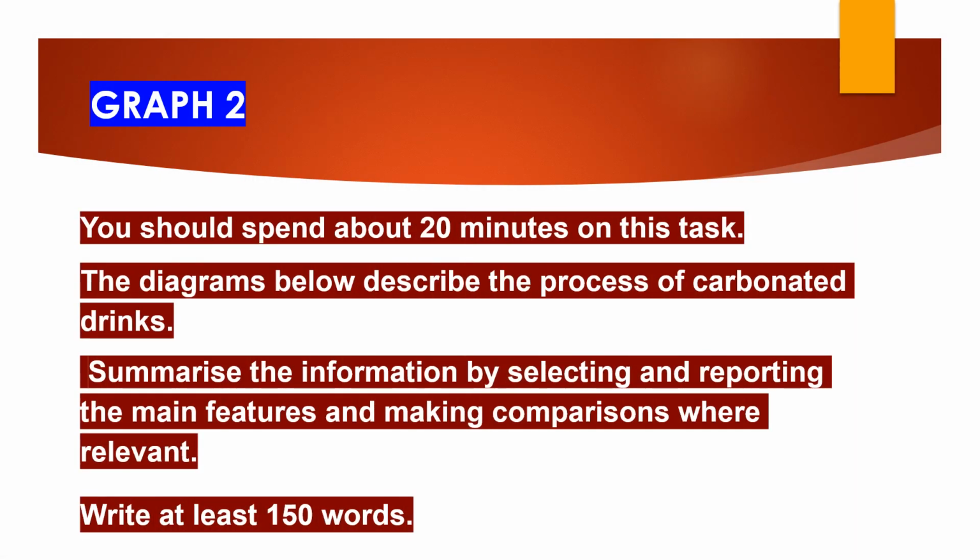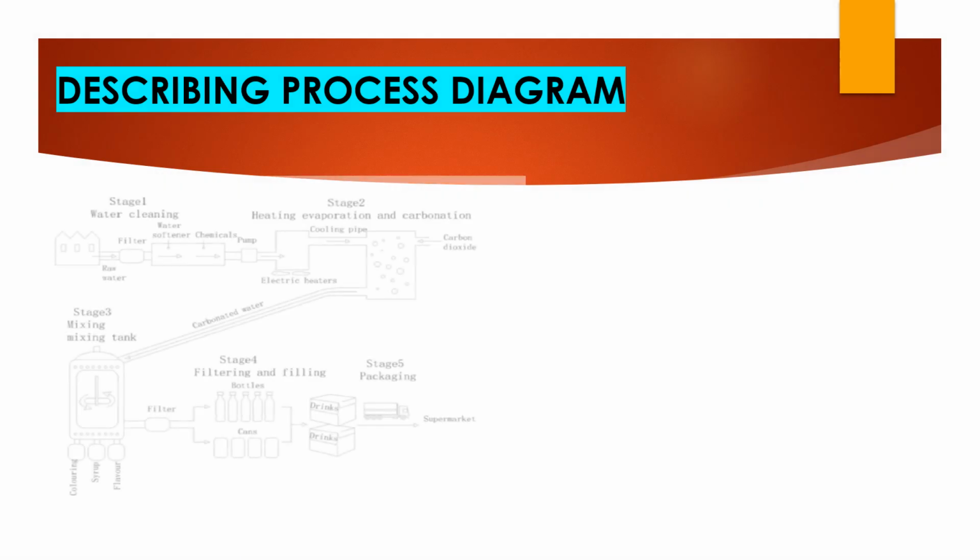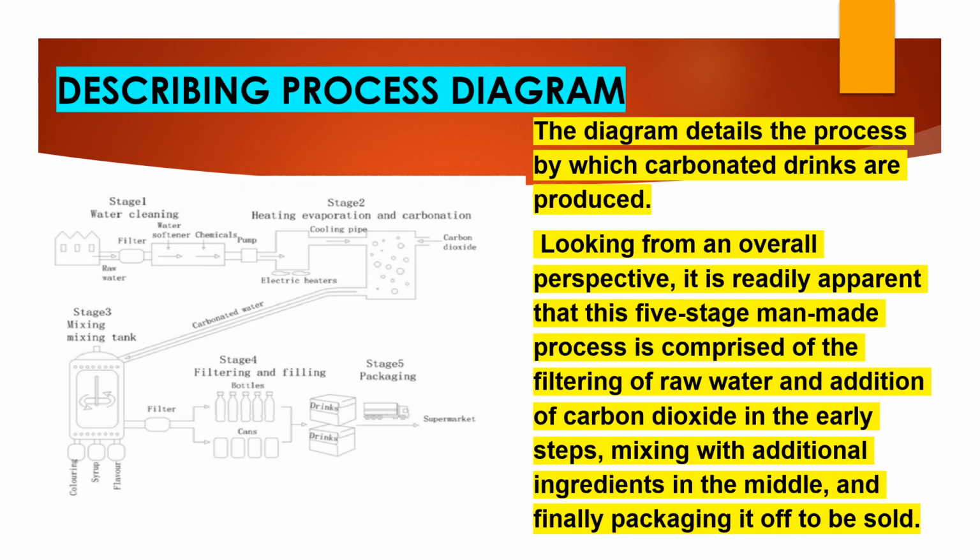Moving on to the graph 2, you should spend about 20 minutes on this task. The diagrams below describe the process of carbonated drinks. Summarize the information by selecting and reporting the main features and make comparisons where relevant. Write at least 150 words. So let's take a look at the sample answer, which can help you score a good band. It's describing a process diagram.